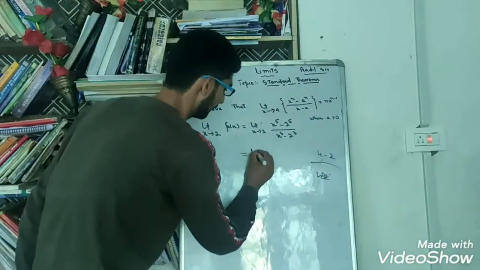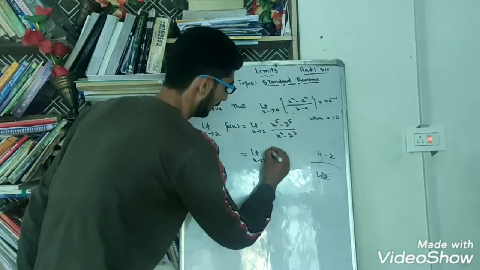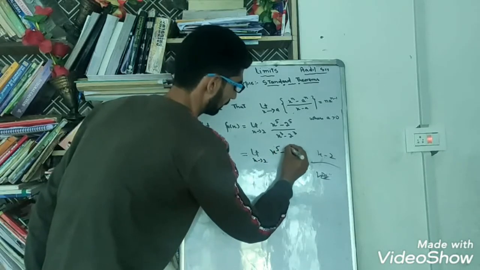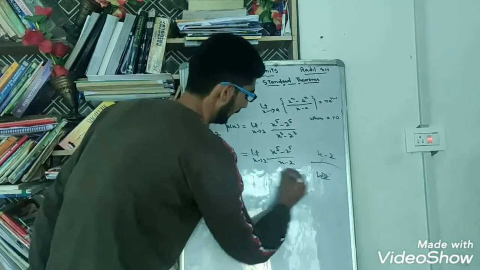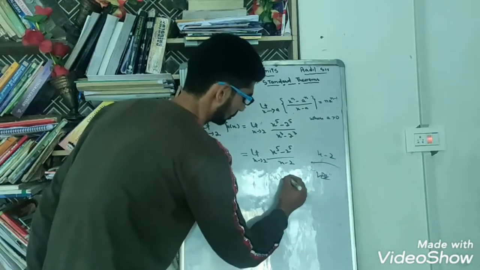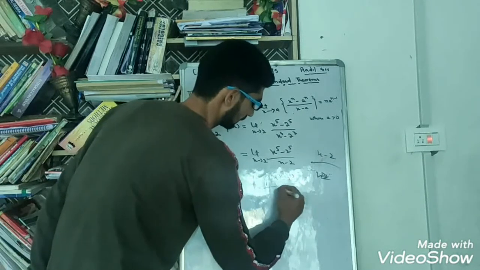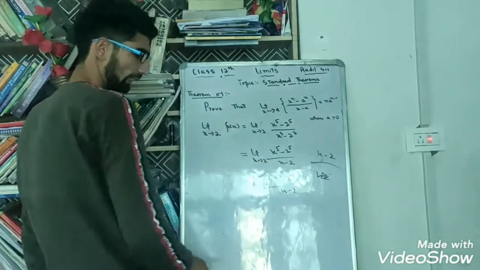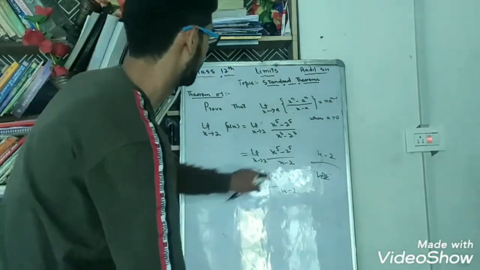So here we can write beta, limit x tends to 2, x raised power 5 minus 2 raised power 5 divided by x minus 2, and divided by x cube minus 2 cube divided by x minus 2. This x minus 2 we can cancel out and we will get our function back.